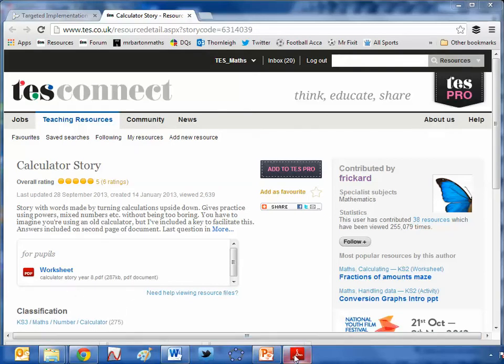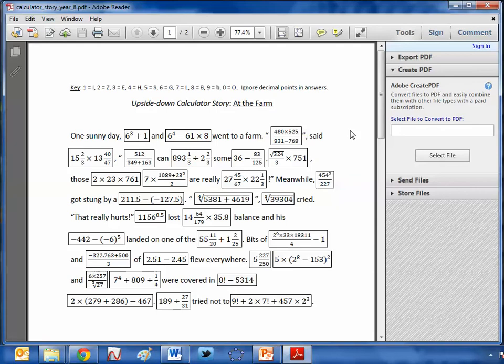It's a PDF file and it looks like this. A very simple, straightforward looking resource, but it's the power of it that makes it so impressive. So it's a little story, and each time students reach one of these boxes, they've got to reach for the calculator, type in the sum, flip it upside down, and read what the word says. And there's a nice handy code here for the students to follow in case they can't quite make it out. And just look at some of the skills that they've got to use to be able to do this.